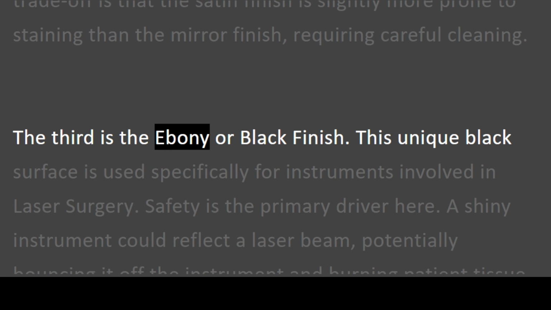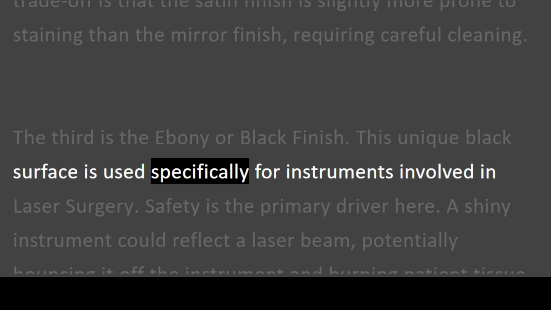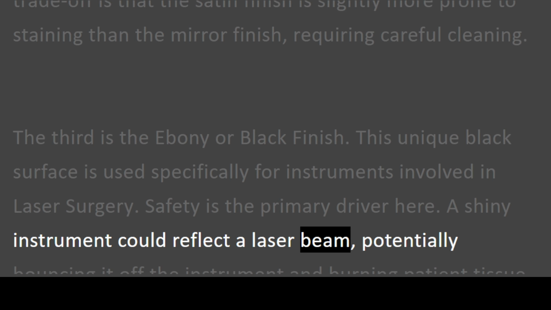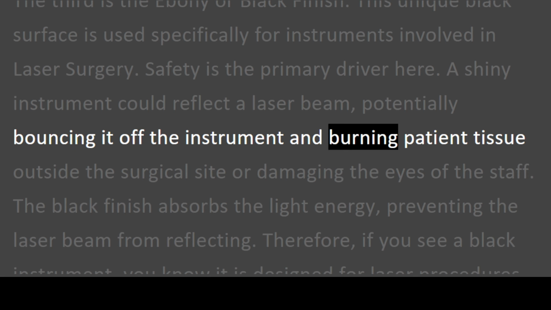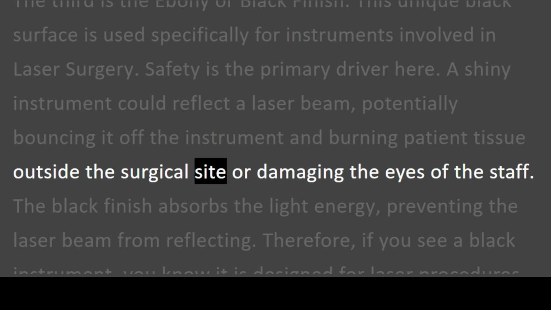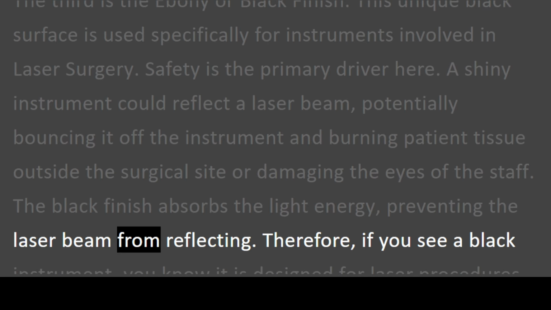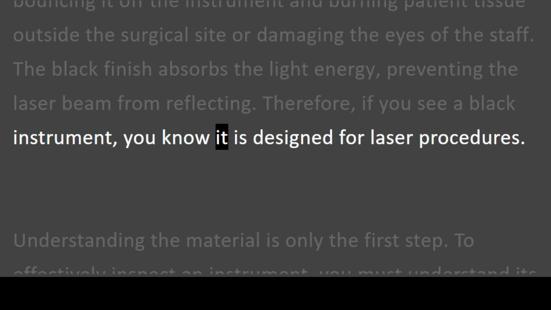The third is the ebony or black finish. This unique black surface is used specifically for instruments involved in laser surgery. Safety is the primary driver here. A shiny instrument could reflect a laser beam, potentially bouncing it off the instrument and burning patient tissue outside the surgical site or damaging the eyes of the staff. The black finish absorbs the light energy, preventing the laser beam from reflecting. Therefore, if you see a black instrument, you know it is designed for laser procedures.